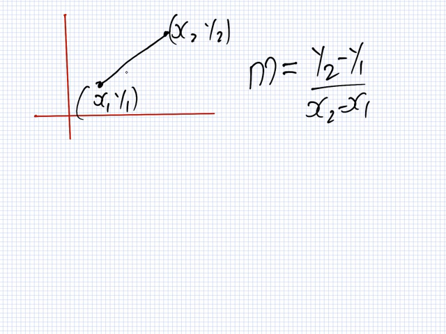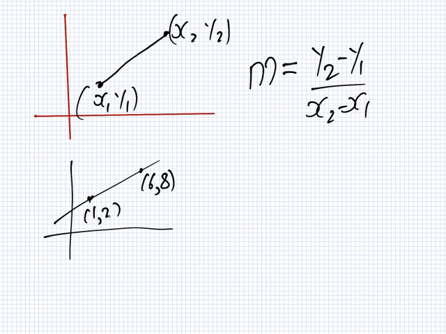This is to find the slope, the gradient. So let's see that with an example. Let's say we have a point which is (1, 2), and then a point which is (6, 8). And I want to find this line. The first thing I can easily find is the m. That will be 8 minus 2 over 6 minus 1, so that will be 6 over 5.